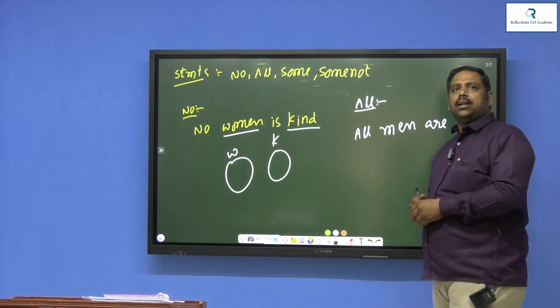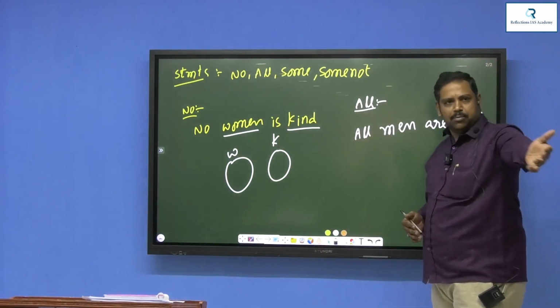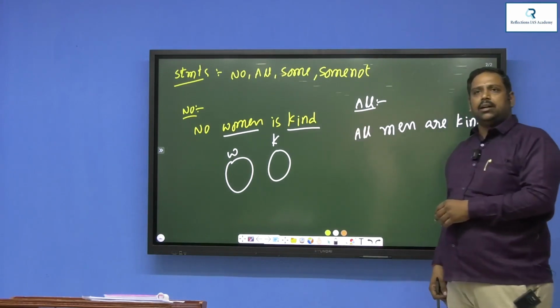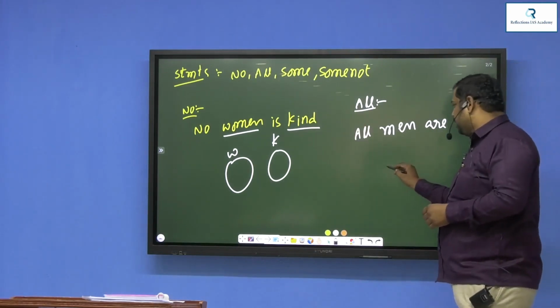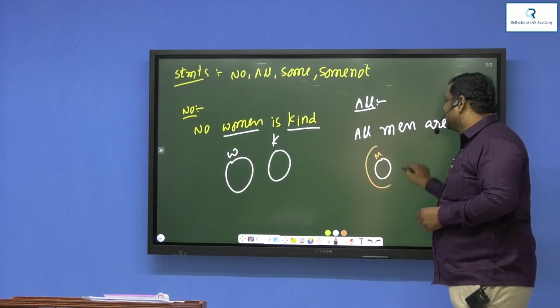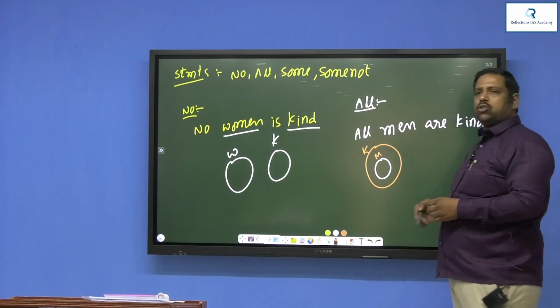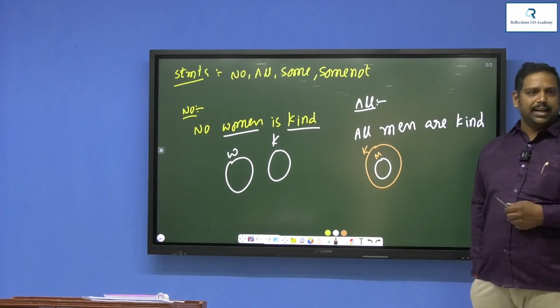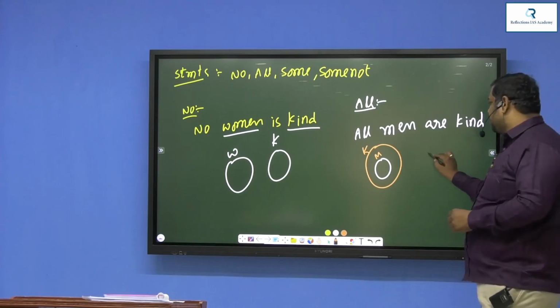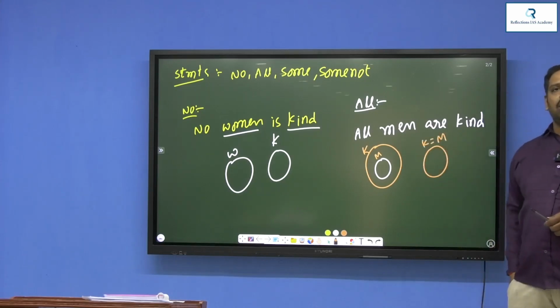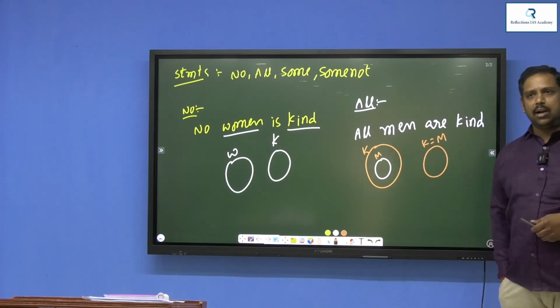Okay. Good. Come closer and sit. So, all men are kind. If you want to say that all men are kind, men is one set and kind is another set. Is this correct or not? Say yes or no. All men are kind. The other one, is this correct or wrong? You tell me. All men are kind. Say loudly.